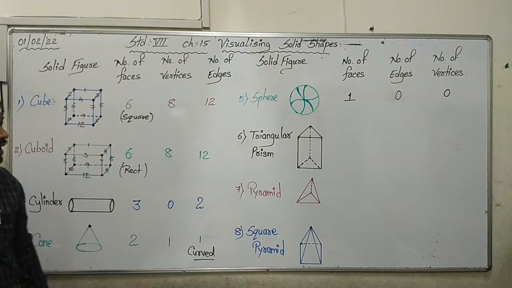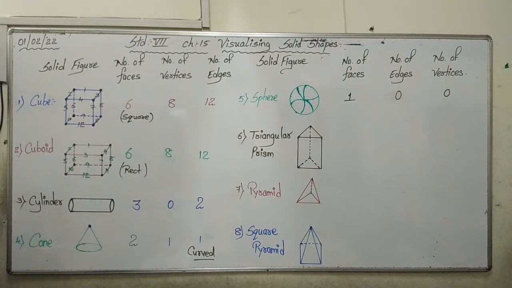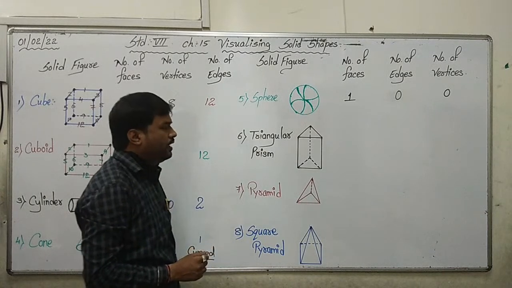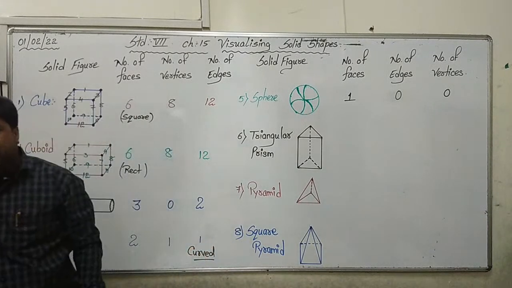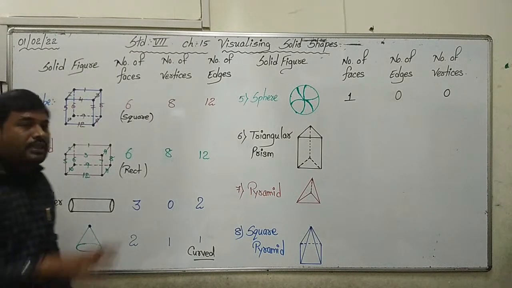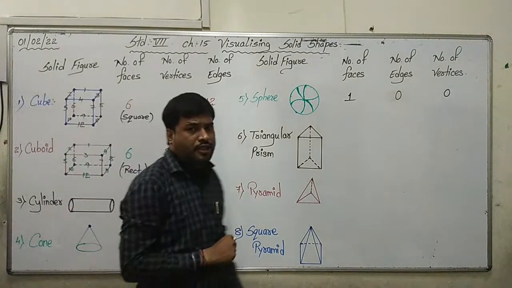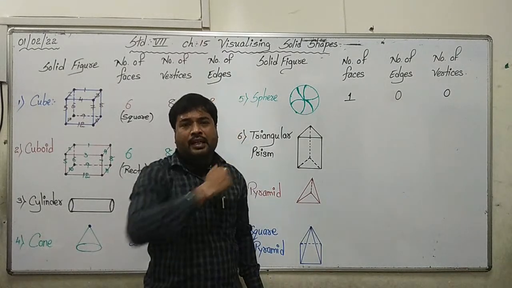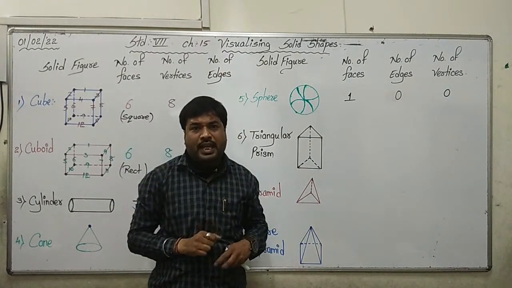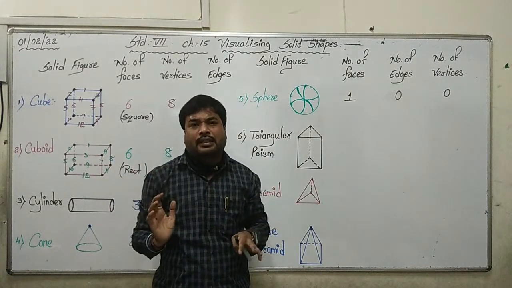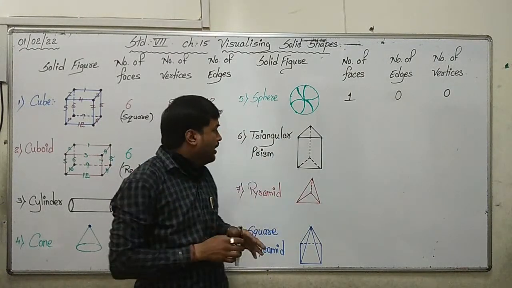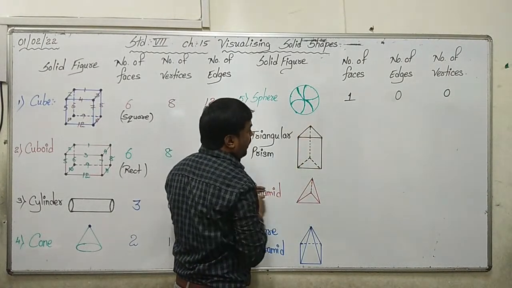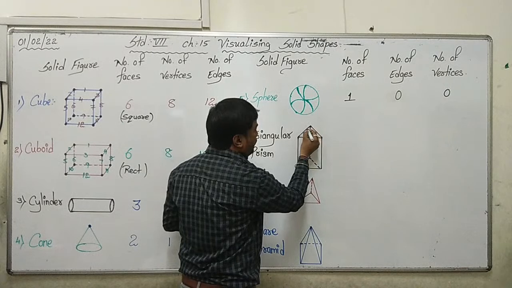Sure. Moving ahead with a triangular prism. So let's see how many faces does it have. A prism has a front and a back, which are triangular in shape. And the remaining three parts are in the form of rectangles, the first, second and the front one.